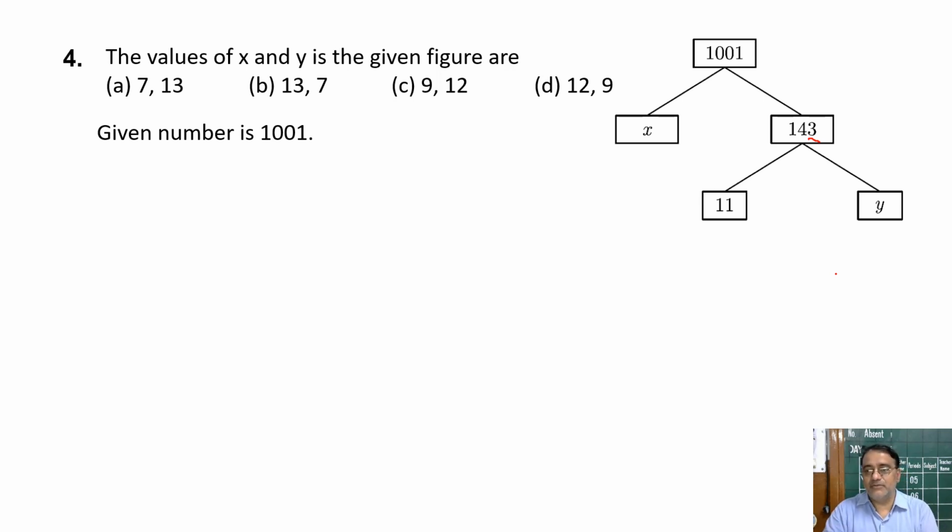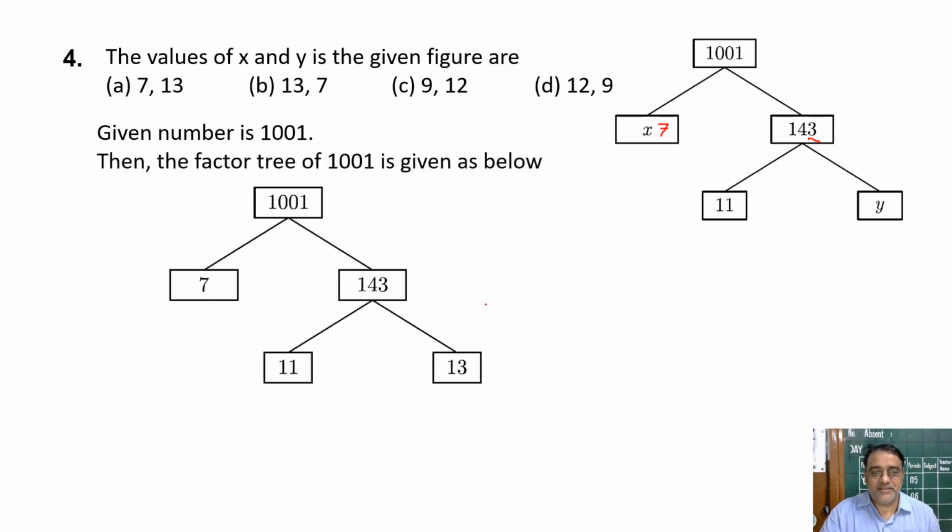7, right? So we will check. So we'll get 7 here, right? And next 143, 11 into 13, right? So we'll complete the tree first. Then we will write the value of x and y. The value of x is 7 and the value of y is 13. So which option is the correct one? Option A. Right, option A.